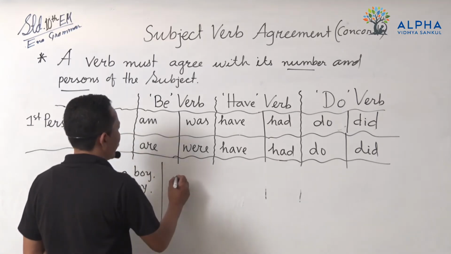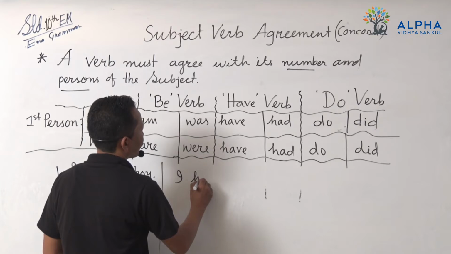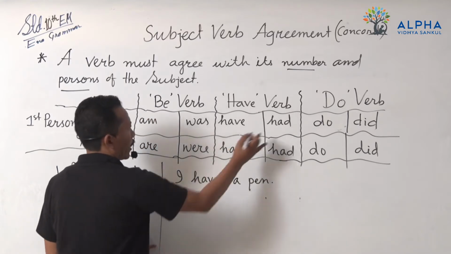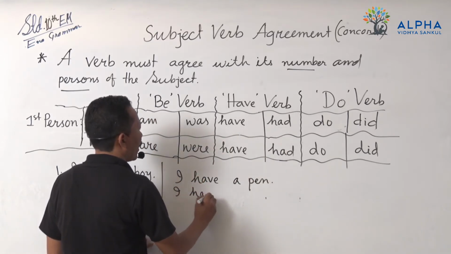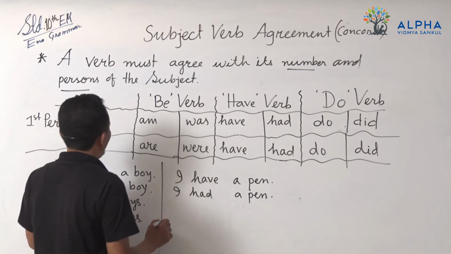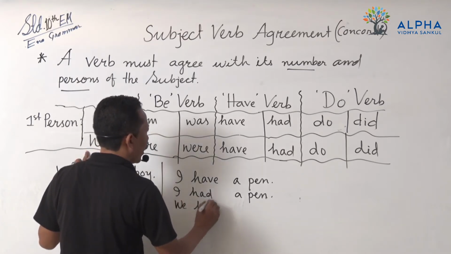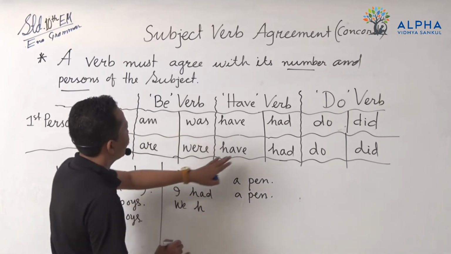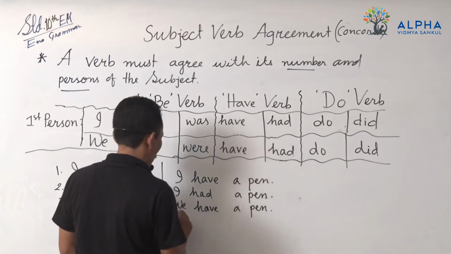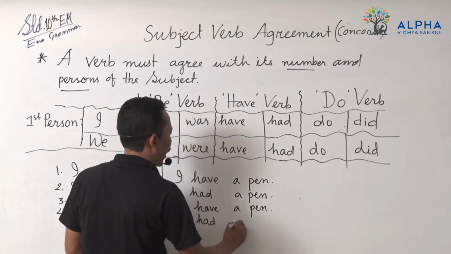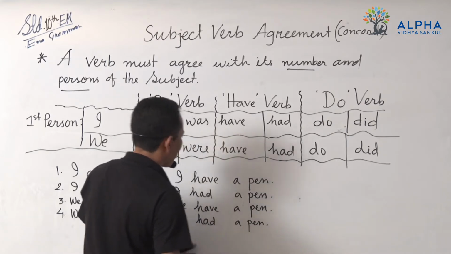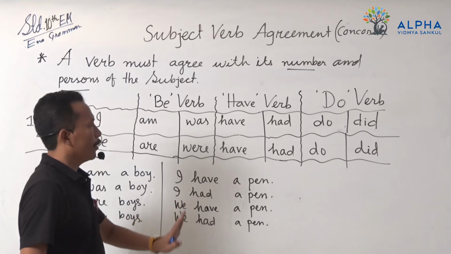Okay, and here I can say I have a pen. It is present; in the past, I had a pen. For the we, you can say we have a pen, we had a pen.